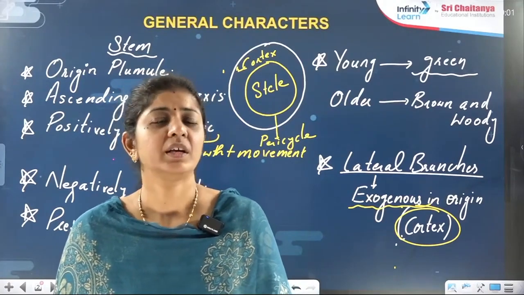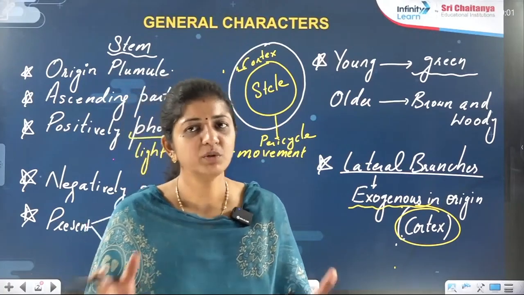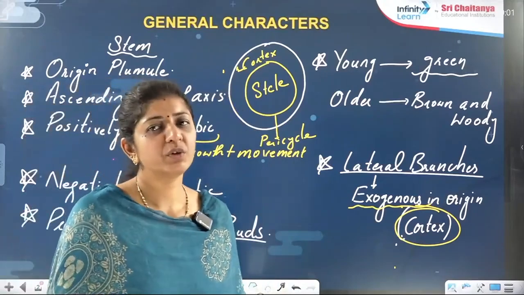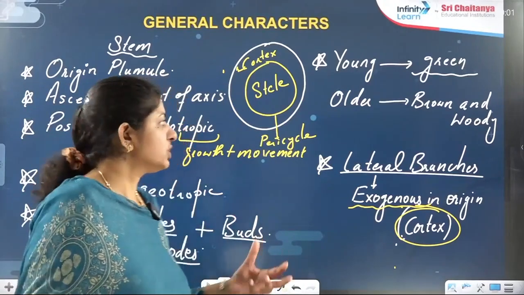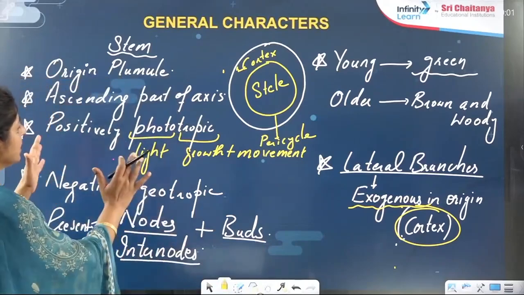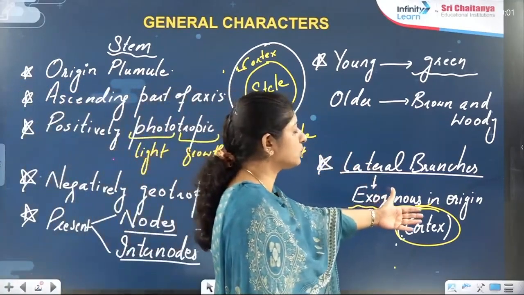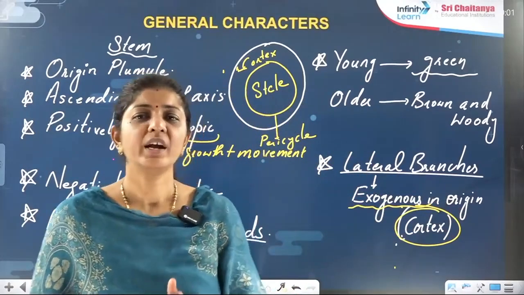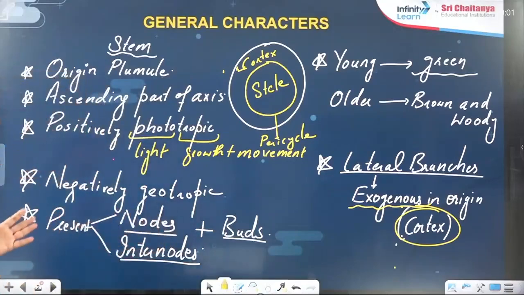This point is linked to the anatomy part, right? If you are not able to carry this point right now, just wait for the anatomy portion to come, and we will help you out with that, right? So for now, among the general characters of the stem, remember that lateral branches are exogenous in origin, whereas in roots, lateral branches are endogenous in origin. Okay, so these are all about the general characters of the stem.